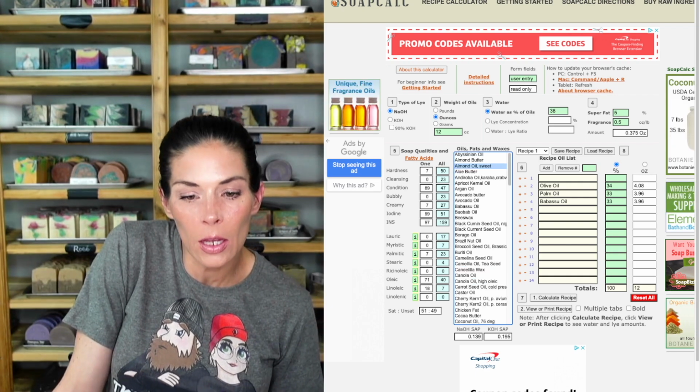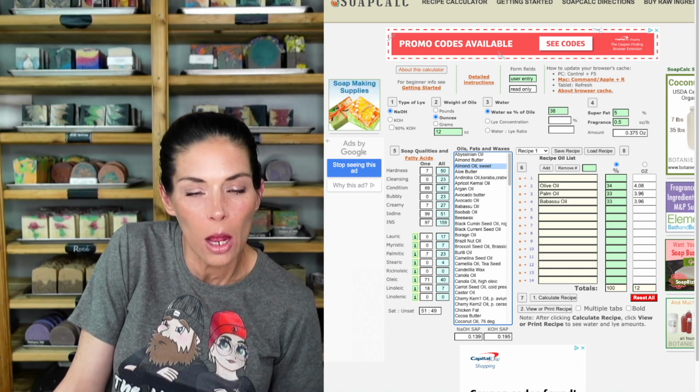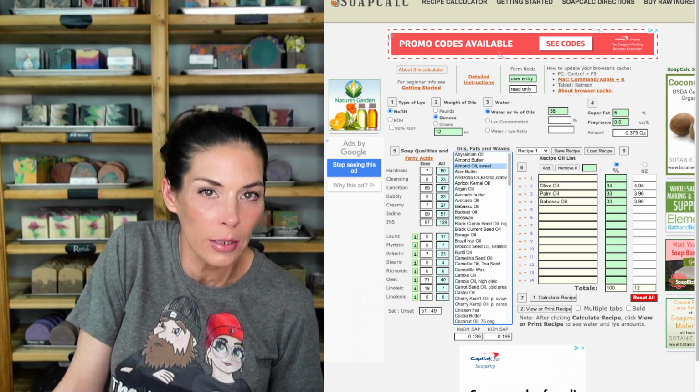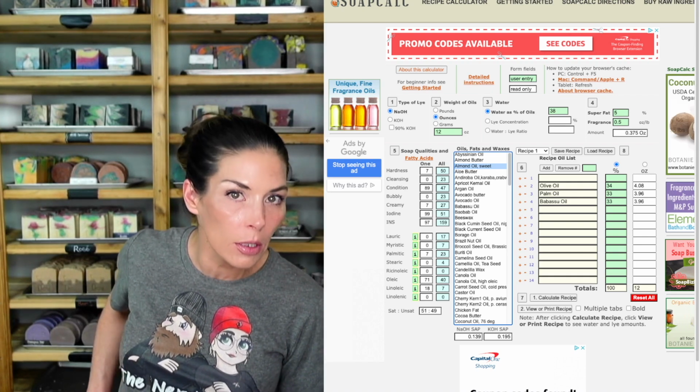Okay, now putting in the almond oil, the palmitic is closer to what it was with the olive. It's still a little bit less. The oleic is almost dead on, and the linoleic is a little bit more. So, not bad, for sure.